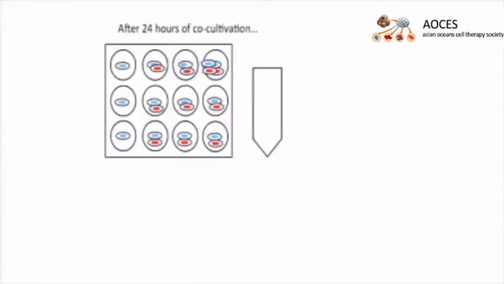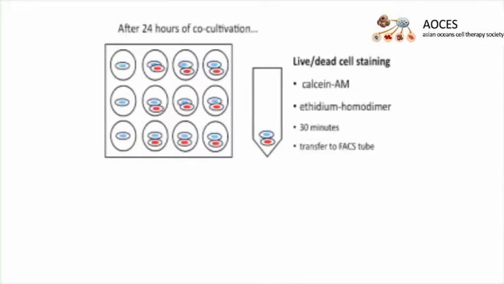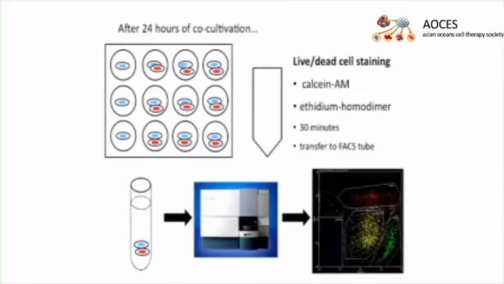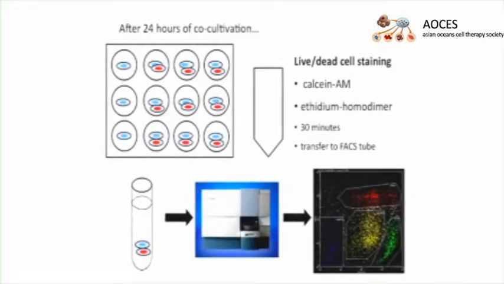Mesenchymal stem cells are added and cultivated together with the damaged cells. After 24 hours of co-cultivation, cells are stained with calcein and ethidium-homodimer to differentiate between live and dead cells. Confocal microscopy clearly shows the two cell populations and their interactions. Flow cytometry analysis reveals 3 clusters of damaged cells which can be plotted on a graph and analyzed statistically.